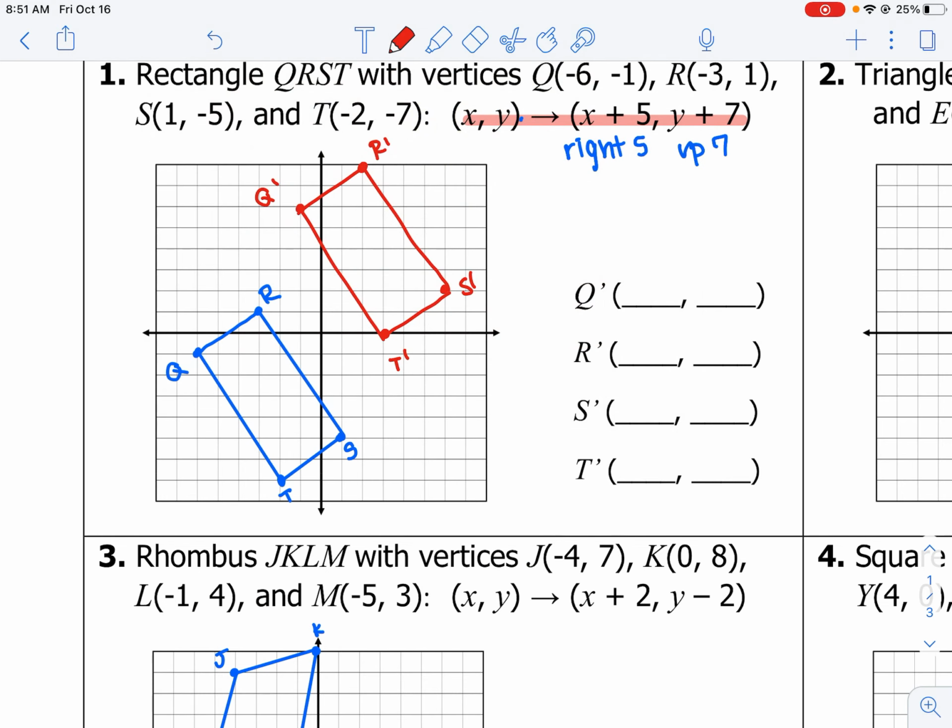The last thing is just to record the points. Q prime is at -1, 6, R prime is at 2, 8, S prime is going to be at 6, 2, and then T prime is going to be at 3, 0.